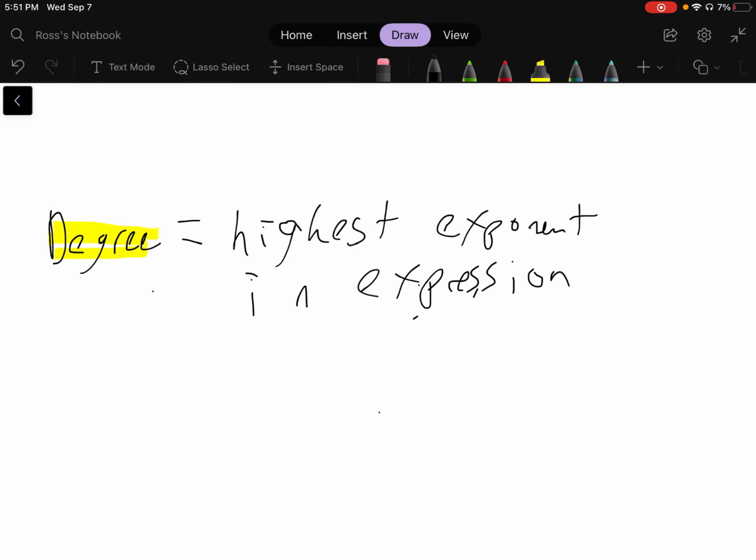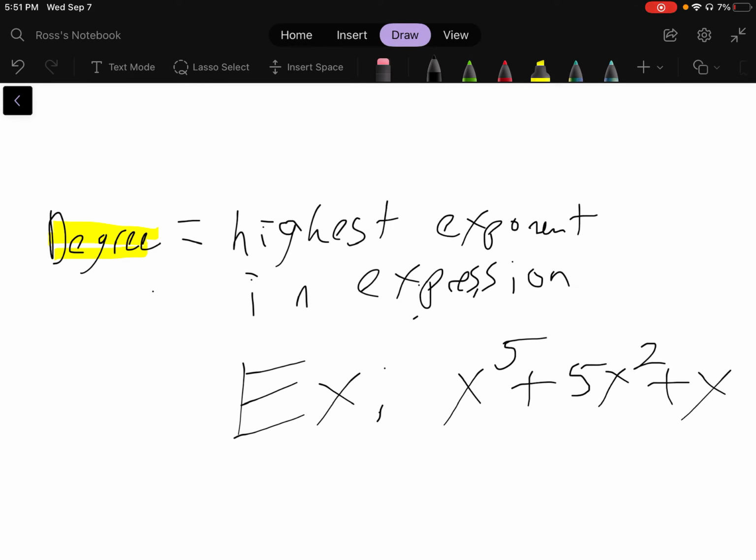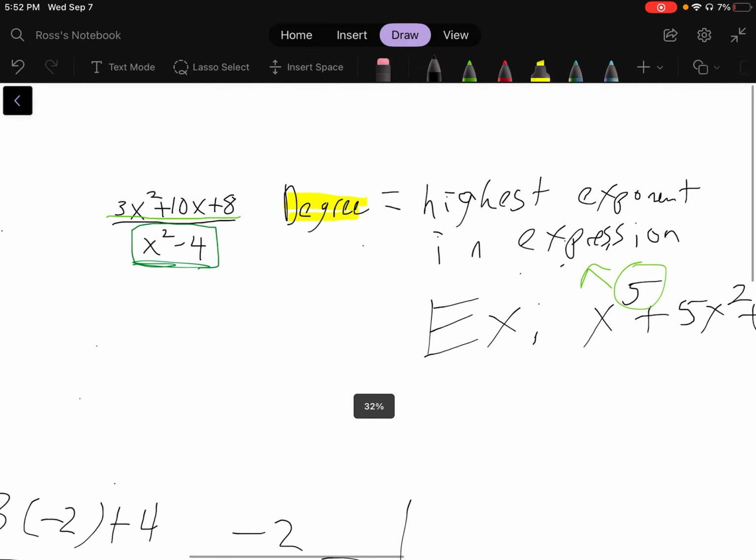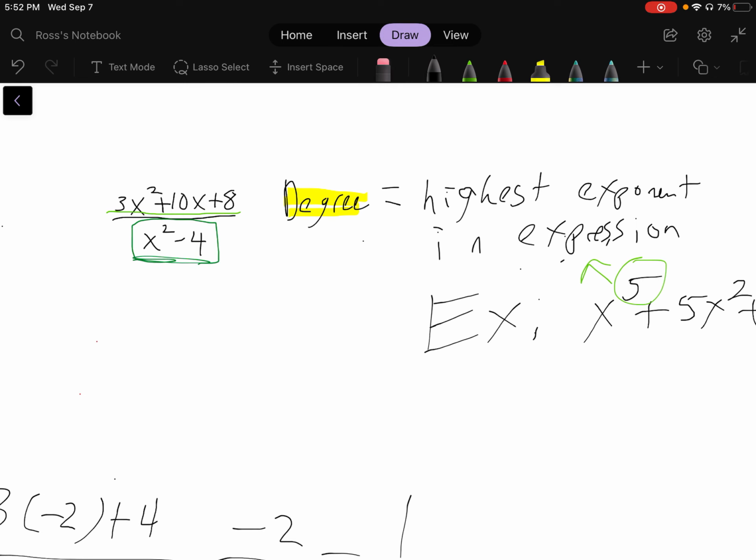You can rewrite that in some other way too, but it's always good to put an example. And you don't have to use my example. You can use any example you want. If I had x plus x to the fifth plus 5x squared plus x, the degree of this would be 5 because that's the highest exponent. That's all degree is. But you do have to know what that word means to engage with horizontal asymptotes.